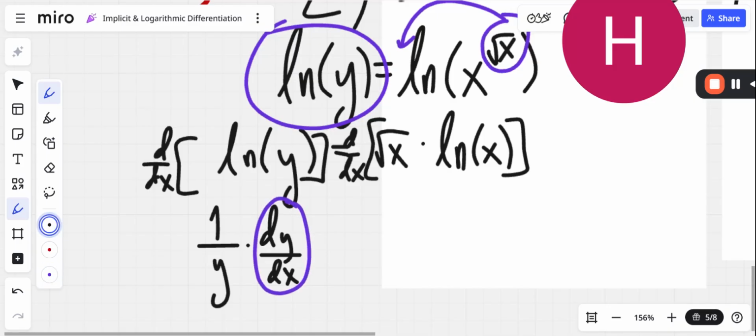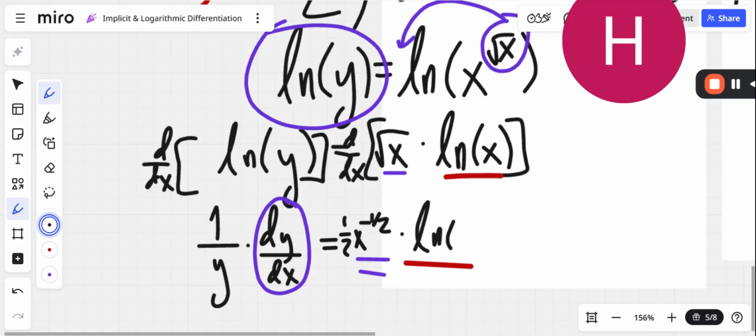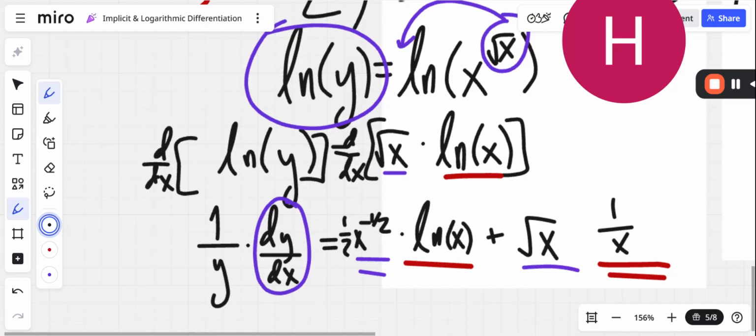Now on the right side, we have ourselves a product. Time to use the product rule. So what is the product rule? The product rule says take a derivative of the first thing and multiply it by the second thing. This is going to be 1/2 x to the negative 1/2. You guys should totally know this. You're in Calc 2 by now. And we leave ln of x the same. Plus, now we're going to leave the square root of x the same and multiply it by the derivative of ln of x. You could put it as square root of x or x to the 1/2. Doesn't really matter. And the derivative of ln of x is just 1 over x.